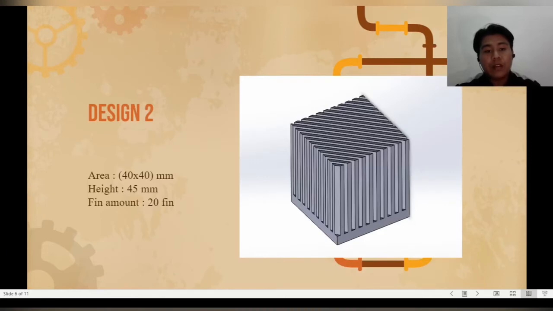So next, this is our second design. It also has a 40 times 40 mm base area, and the height of the fin is 45 mm, and the number of fins in this design is 20. Inside this fin we use a line with an angle of 45 degrees from the 90 degrees line.